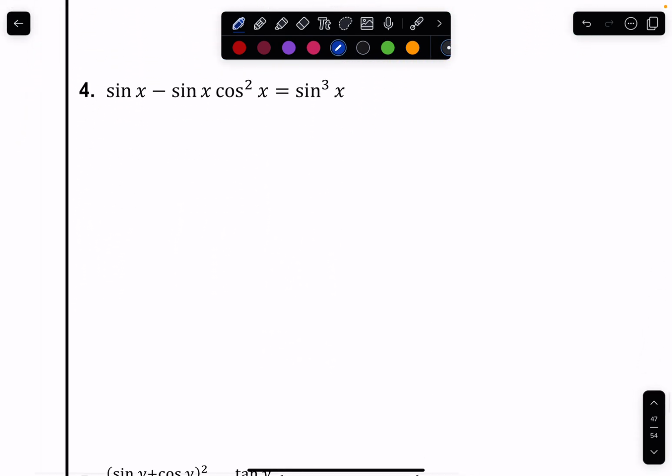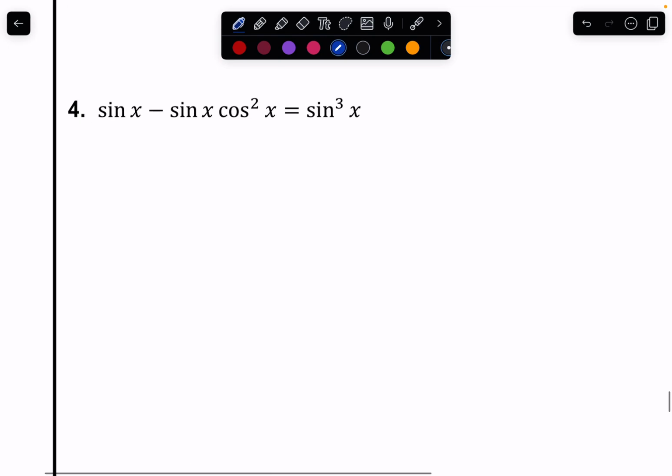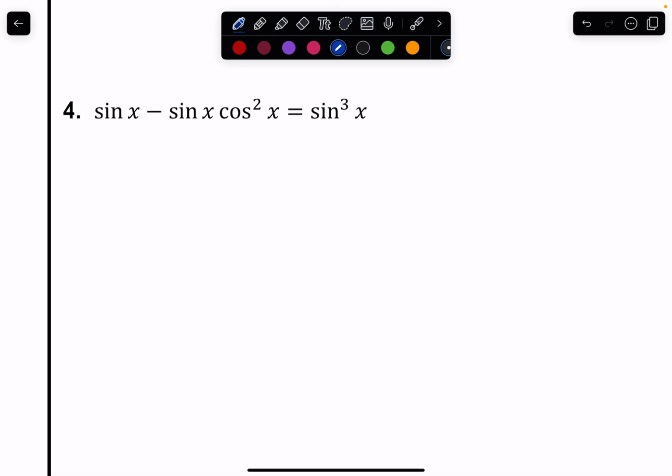Okay, number 4. We have sine x minus sine x cosine squared x equals sine cubed x. So I have a lot going on here. I have 2 terms on one side, 1 term on the other side. So I definitely need to try to condense that first side, that left-hand side, into one thing. But right now, I could not simplify because they're not like terms. This would be the same thing as trying to subtract x minus x y squared or something like that. Those are 2 different variables. Sine and cosine are 2 totally different things. So we would just be stuck.